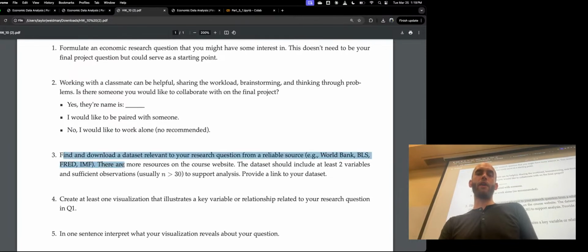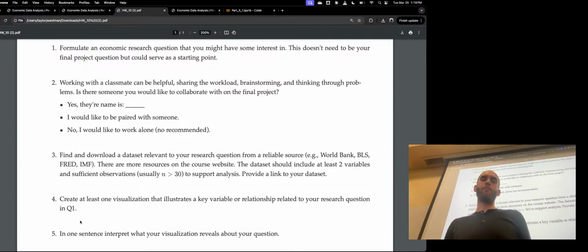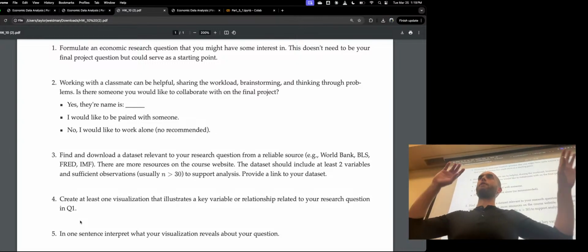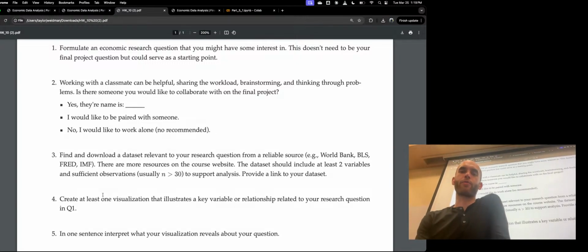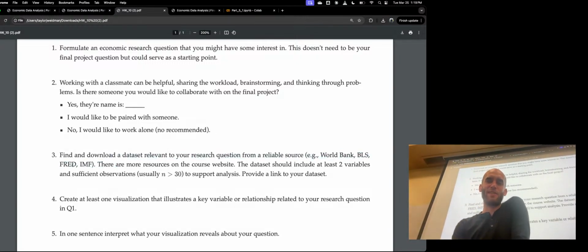And then the third question is about essentially getting started with a data set that's relevant to your question. So you're going to go through the internet and try to find a data source that can get you in the ballpark of thinking through your question.